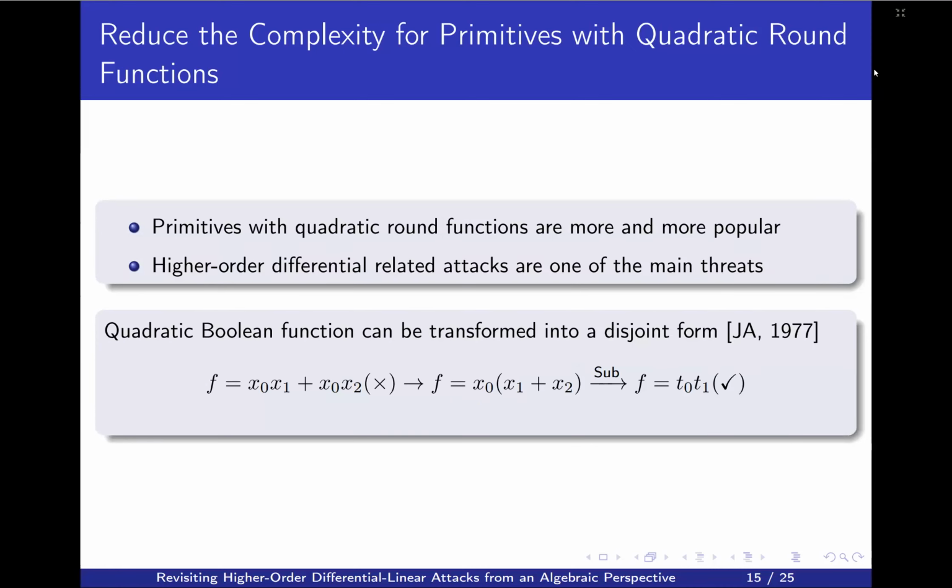For a quadratic Boolean function, we can just do a very simple variable substitution to make it disjoint. For example, x0 appears in both quadratic terms, so we extract it from the monomials, leaving x1 and x2. So we do a simple variable substitution: T0 is just x0, and T1 is x1 plus x2. So we just made it disjoint.